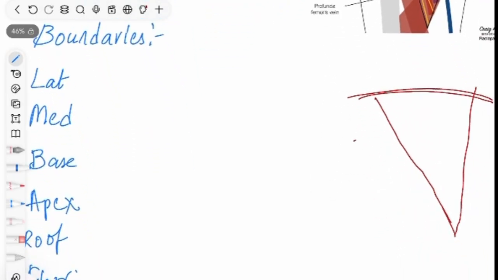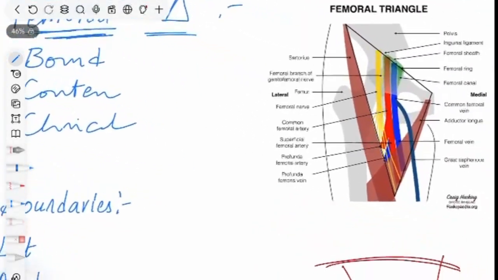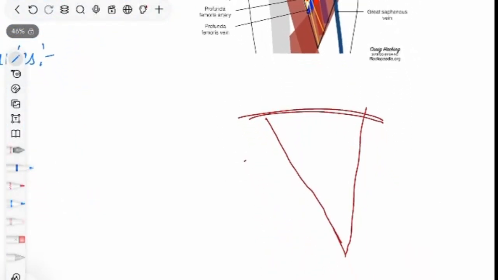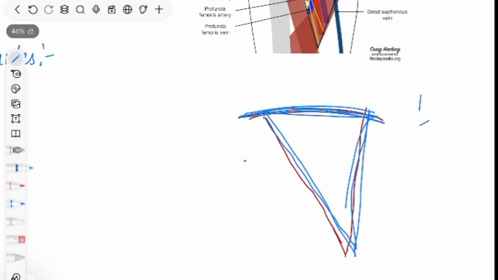So for the boundaries, what exactly is a femoral triangle? Femoral triangle is an inverted triangle present in the anteromedial part of the upper one third of the thigh. So it's tilted, an inverted triangle, and it's present in the upper one third of the thigh in the anteromedial aspect.